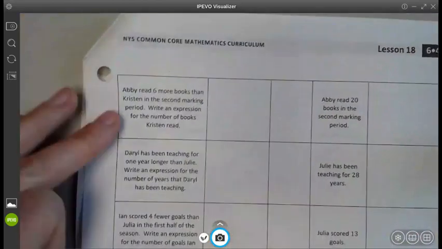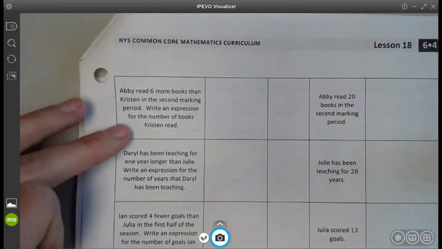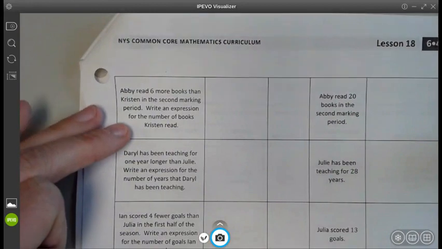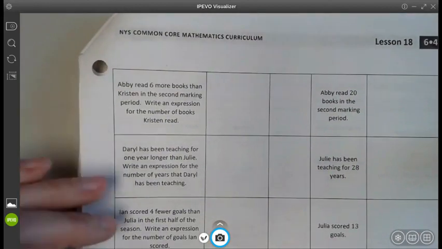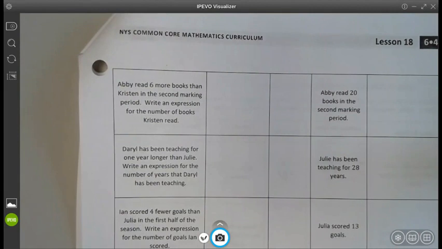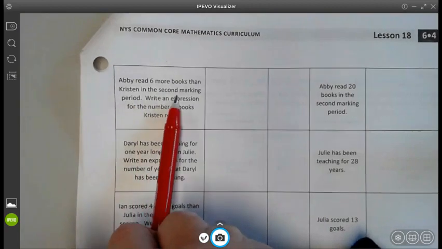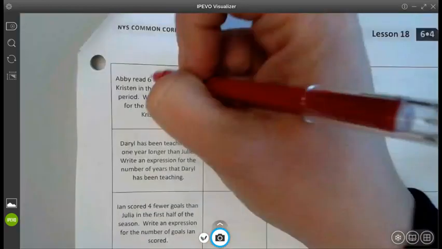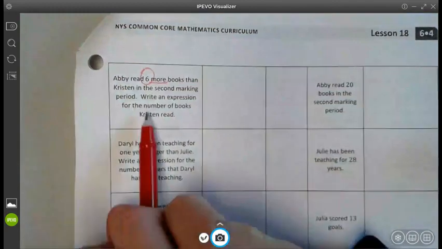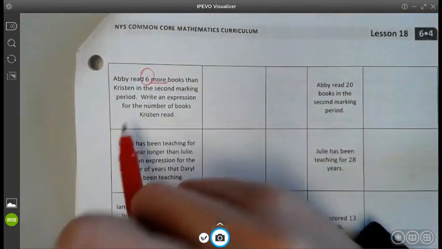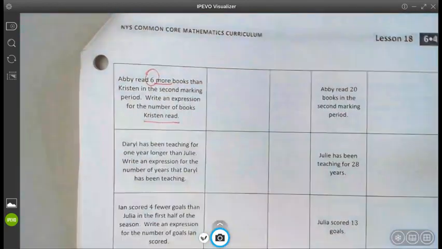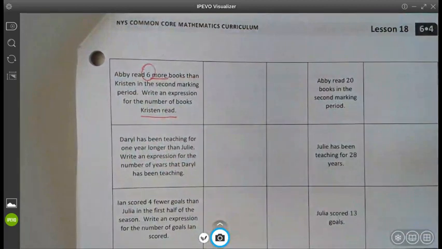Okay, let's turn the page. We're going to practice a few more of these, okay? And you'll notice this is a repeat, just like the previous 2 examples. Sometimes they repeat, sometimes they don't. And that's okay. Look what it says now. It says Abby read 6 more books than Kristen in the second marking period. So again, we have Abby, and she's reading more. But this time it says write an expression for the number of books Kristen read. So we need to solve for Kristen this time.